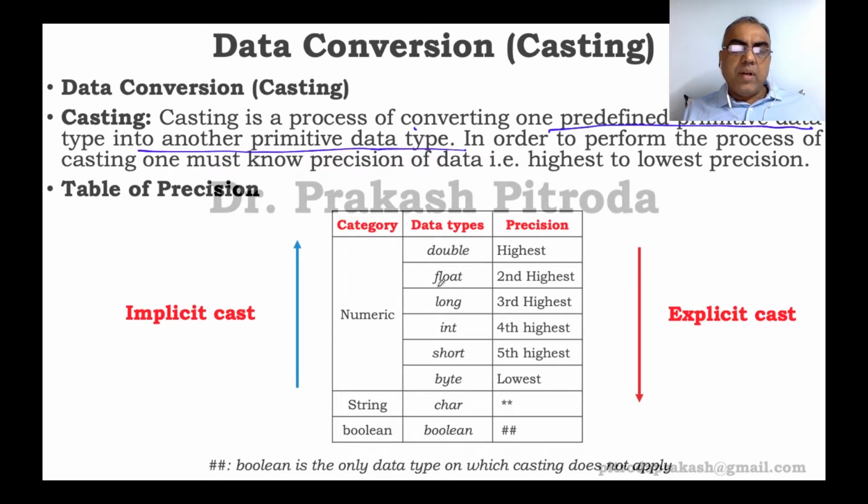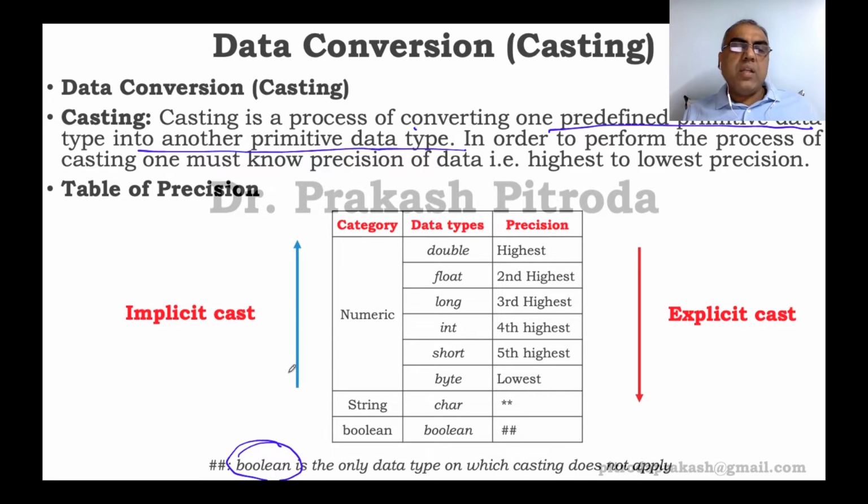Any type can be converted into any other, except the one that has been defined at the bottom. Boolean cannot be converted from boolean to any other primitive data type. To perform this process you have two types of casting. Precision is the degree of exactness, which we have seen in our casting video. In the numeric category, the lowest is byte, above that is short, then int, long, float, and double is the highest data type.